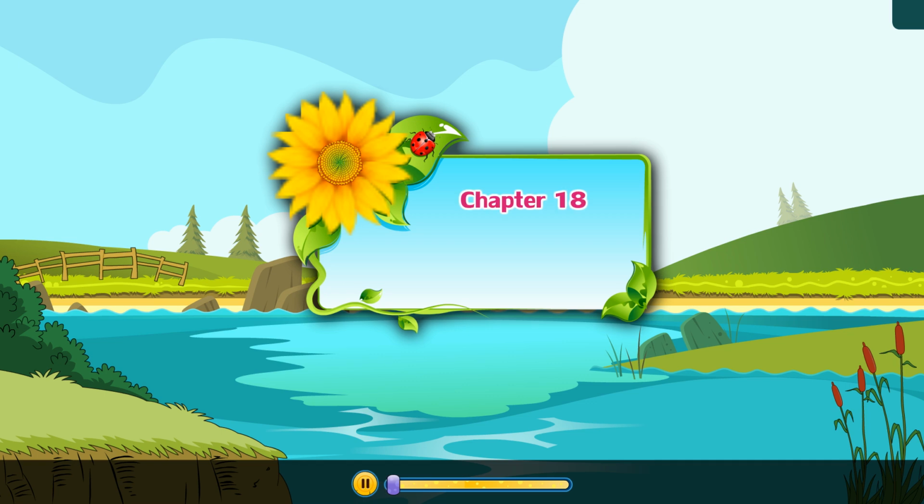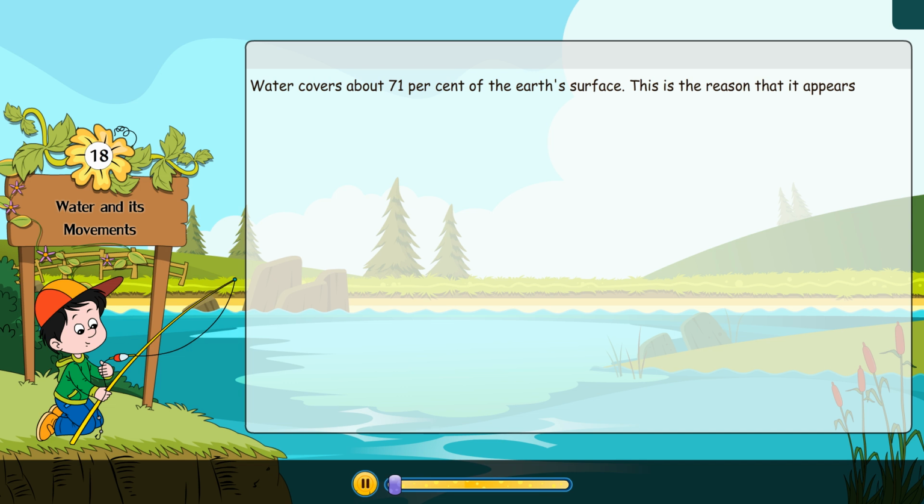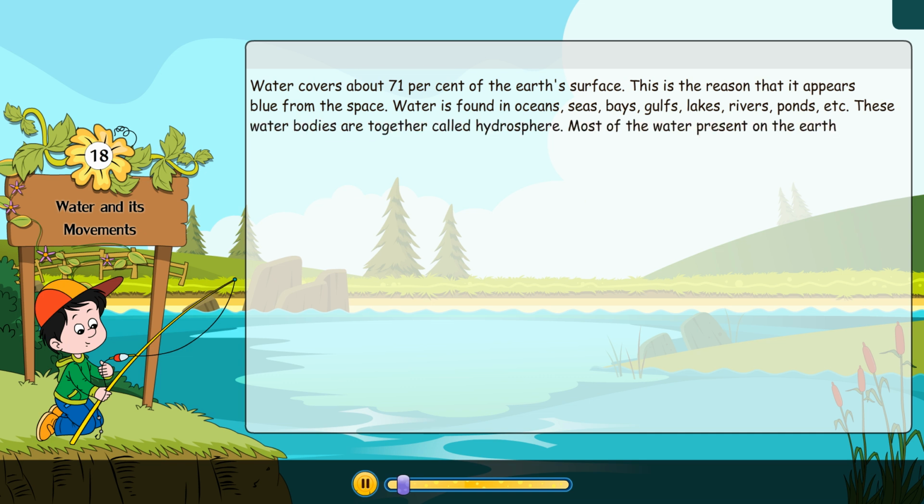Chapter 18. Water and its movement. Water covers about 71% of the Earth's surface. This is the reason that it appears blue from space. Water is found in oceans, seas, bays, gulfs, lakes, rivers, ponds, etc. These water bodies are together called hydrosphere.